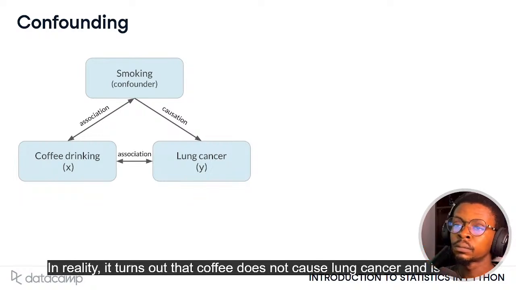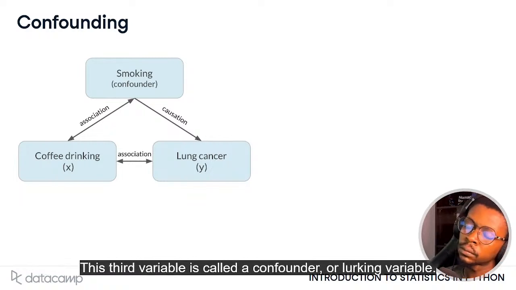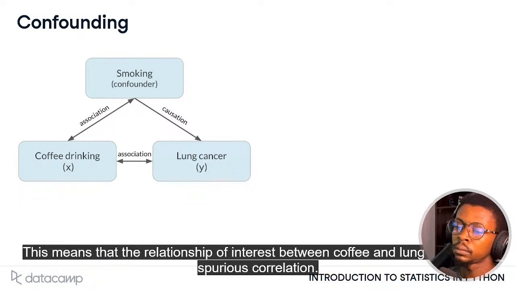In reality, it turns out that coffee does not cause lung cancer and is only associated with it, but it appeared causal due to the third variable, smoking. This third variable is called a confounder or lurking variable. This means that the relationship of interest between coffee and lung cancer is a spurious correlation.